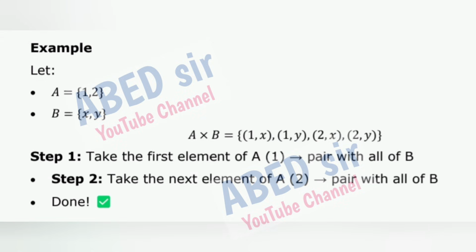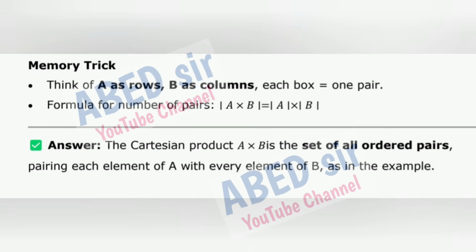Step 1. Take the first element of A, 1, and pair it with all of B. Step 2. Take the next element of A, 2, and pair it with all of B. Done. Memory trick: think of A as rows and B as columns. Each box is equal to one pair. Formula for the number of pairs: |A × B| is equal to |A| times |B|.